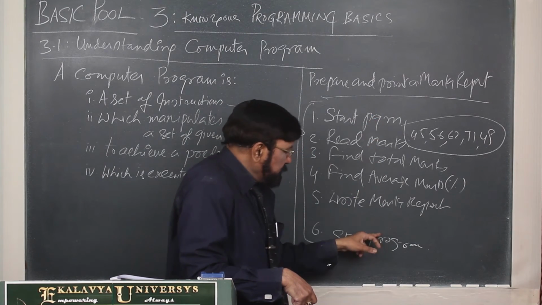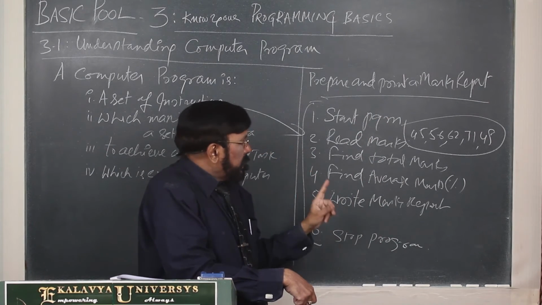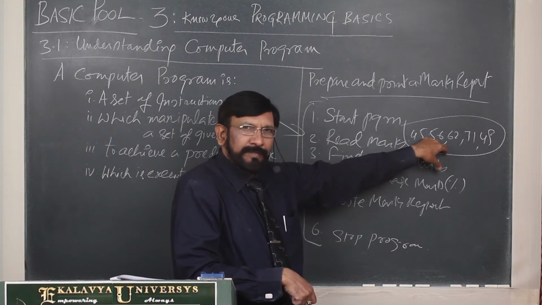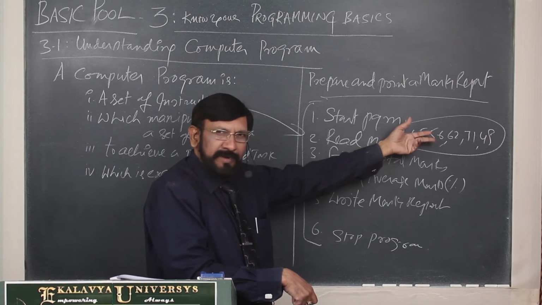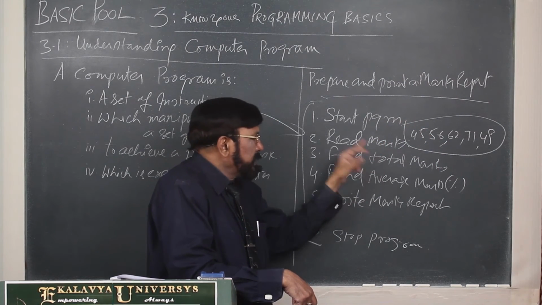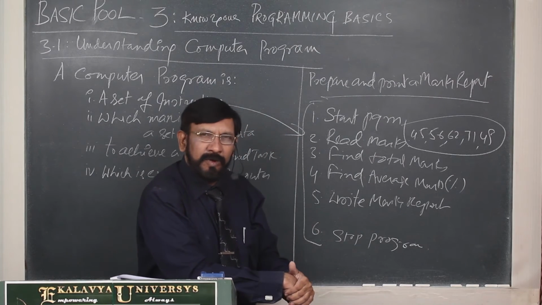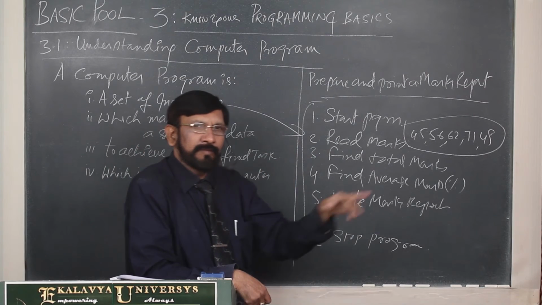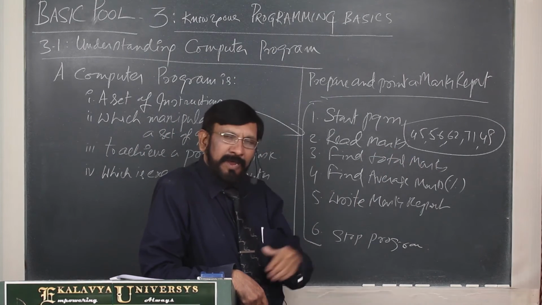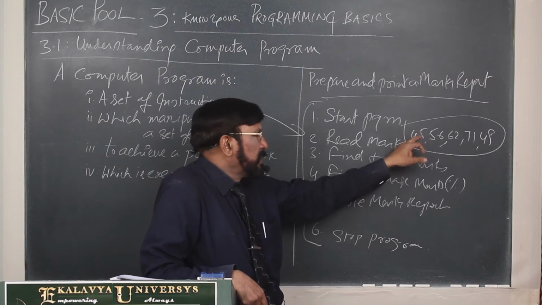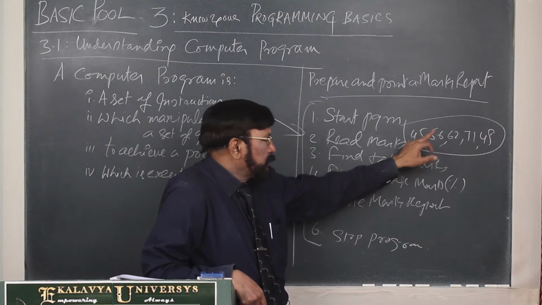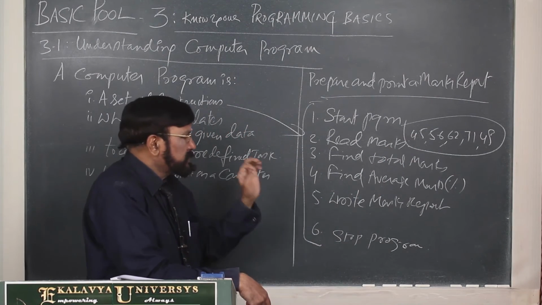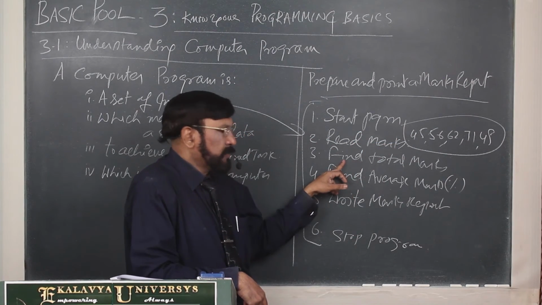Now, if you consider all these instructions, they are either directly or indirectly acting upon this data. Reading marks directly is acting upon. Finding total marks. Actually, finding total marks, you know the formula. Whatever mathematical formula you are using, similar formula used in programming language also. Total marks is equal to P1 plus P2 plus P3 plus P4 plus P5. P represents paper, marks in paper. So find the total mark.